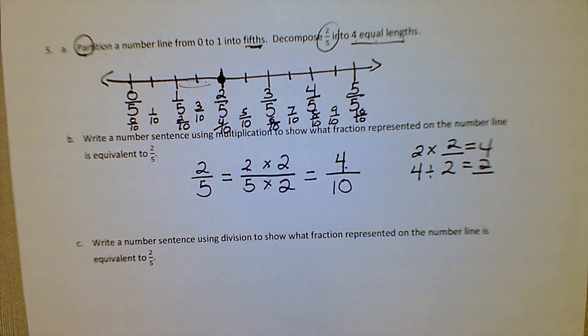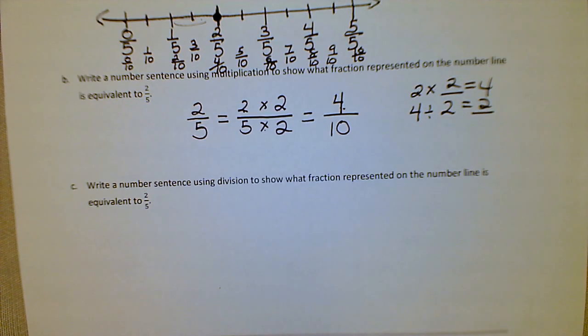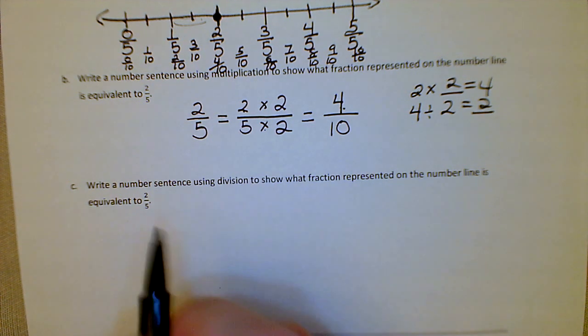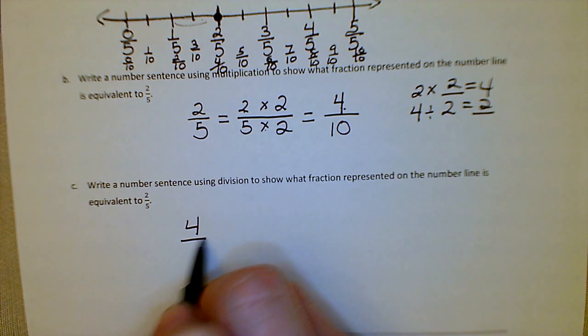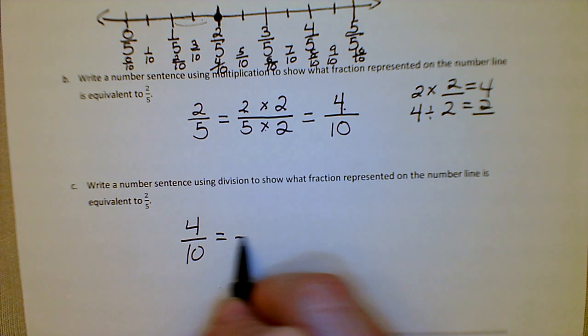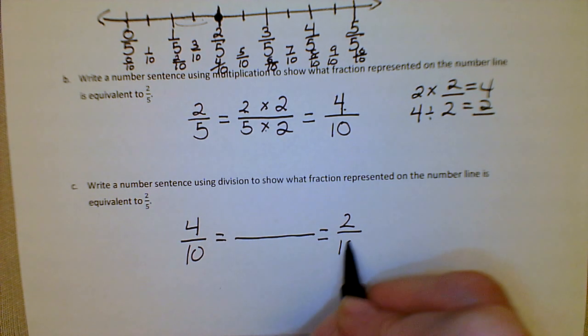So now you are going to, here it says write a number sentence using division to show what fraction represented on the number line is equivalent to 2/5. I'm just going to give you a hint with this because I know this is kind of the new part and I wish there was another problem. I guess we could always go into the homework if we need more work with this. But you're going to start with 4 tenths. And then your goal is to model turning that 4 tenths back into 2 tenths.